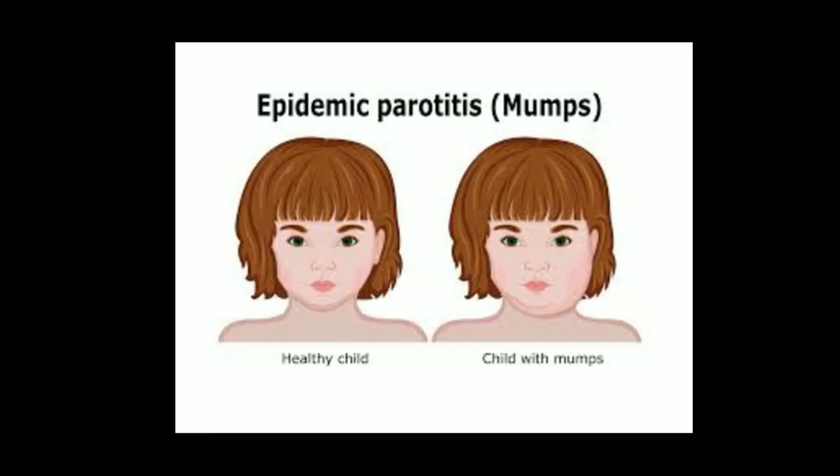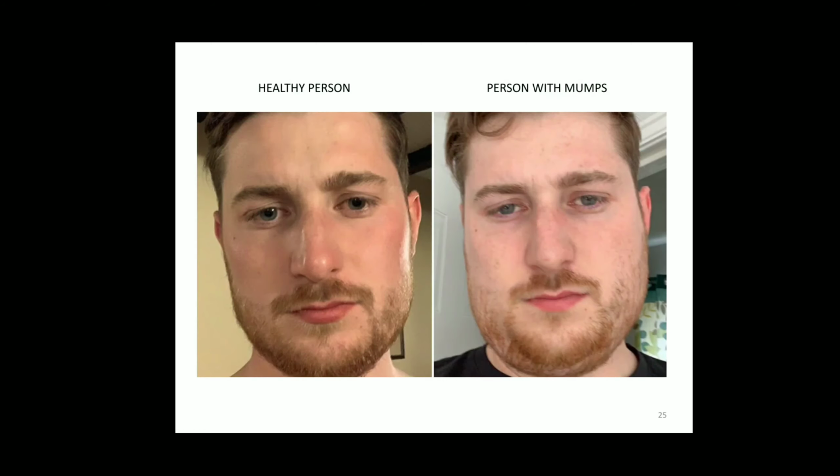You can see it in the picture clearly. The left child is a healthy child and the right child is infected with mumps. You can see the clear variation between the facial features of the healthy child and the child infected with mumps. And in the other picture, you can see the healthy patient, and the same patient when infected with mumps, with facial changes, mainly swelling. This is due to the swelling of the parotid glands.